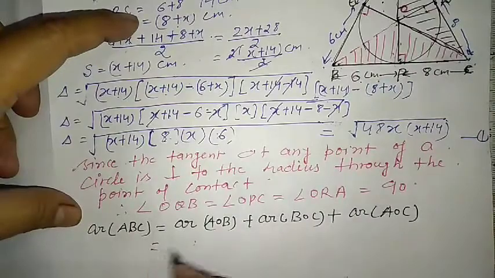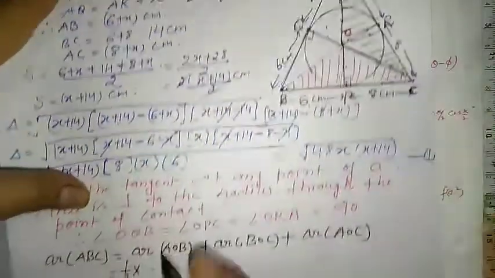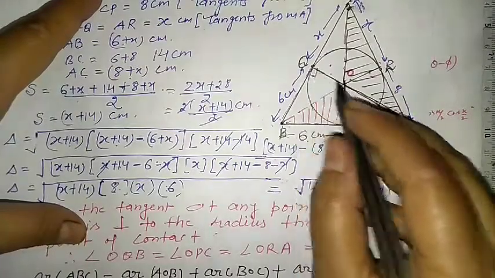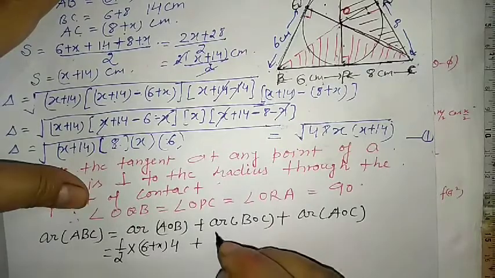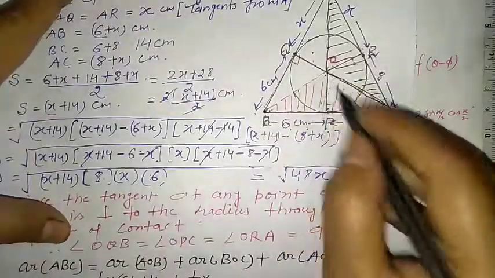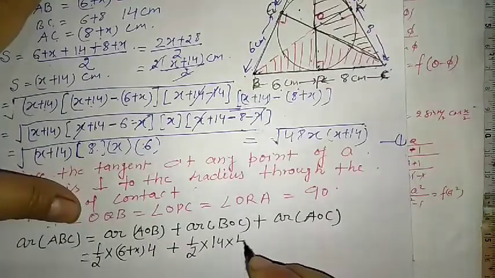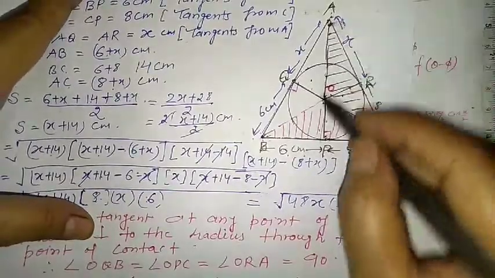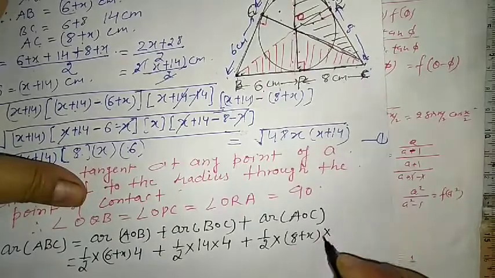So that we have 1 upon 2 into base. What is the base of this triangle? The base of the triangle is 6 plus x. And height is the radius, that is given 4, plus this is 1 upon 2 BOC. The base of BOC is 14 and the height is 4. 1 upon 2 area of this triangle. The base is 8 plus x and height is again 4.